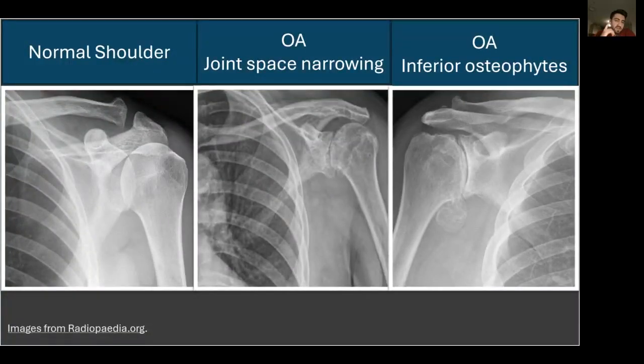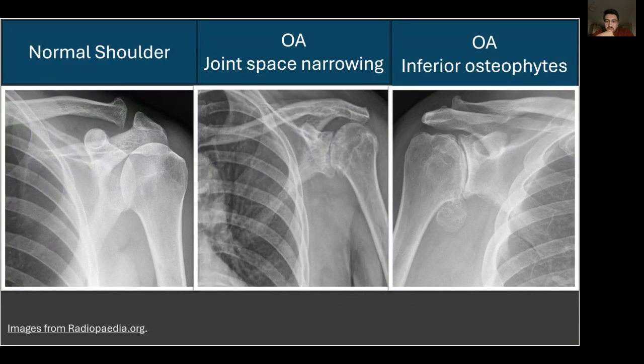This is a normal shoulder on the left-hand side. You can see that the joint space is normal. You can see the glenoid and humeral head. There's no sclerosis, no widening, no narrowing of the joint space. But on the right side where you have osteoarthritis, you can see that the joint space is narrowed. On the picture in the middle, you can see that the joint space is narrowed. On the right side, you can see that there's an inferior osteophyte underneath the humeral head. So this is another finding of osteoarthritis in the shoulder joint.